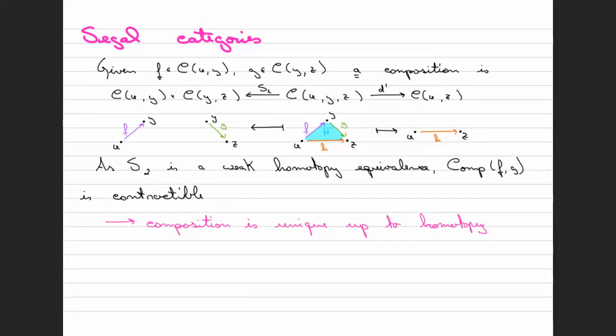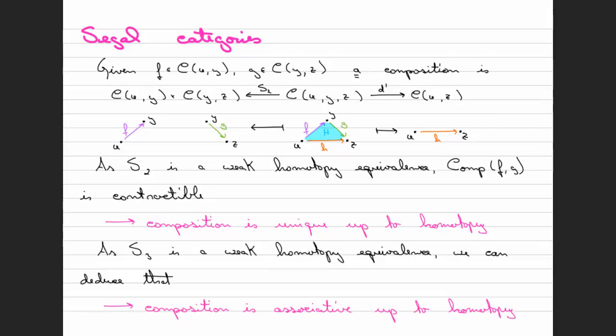Okay. And then recall that we saw that S3 was used to prove that in the nerve the composition is associative. Here we have sort of the same thing. Because S3 is a weak homotopy equivalence, we can deduce that composition is associative up to homotopy, which is a more subtle notion, but trust me, it makes sense. I can answer questions if you have. Okay.